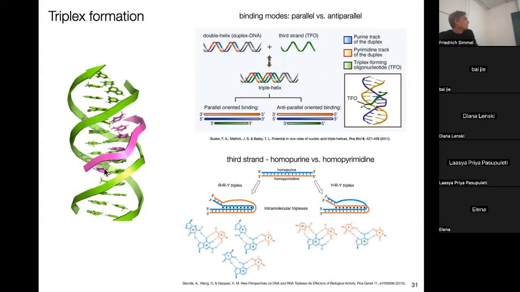Another unconventional binding mode are these DNA triplexes. Sometimes a third strand can bind to a double strand. Because the bases in the double helix already form Watson-Crick base pairs, the third strand cannot Watson-Crick base pair anymore. So it must form different types of hydrogen bonds with the double strand, and these are typically Hoogsteen base pairs.